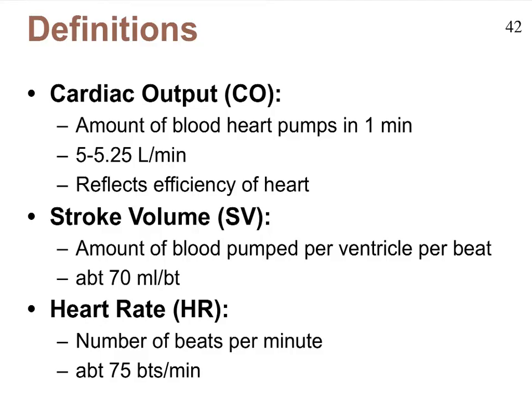Before we can start playing with formulas, let's go over some very important definitions, starting out with cardiac output. This is a term that you're going to hear quite a bit, especially if you're going to work in a hospital environment and take care of patients there. Cardiac output refers to the amount of blood our heart pumps out per minute, and that, on average, should be about 5 liters per minute.